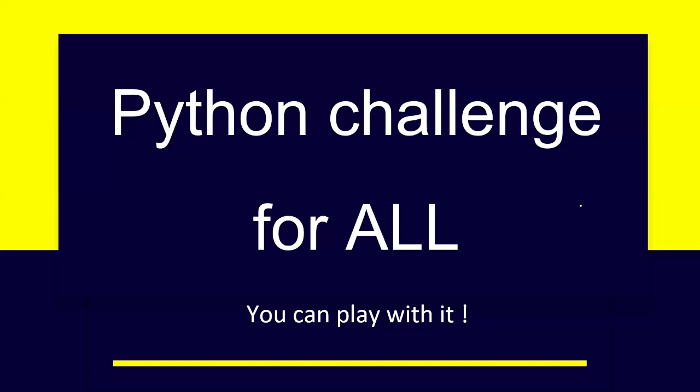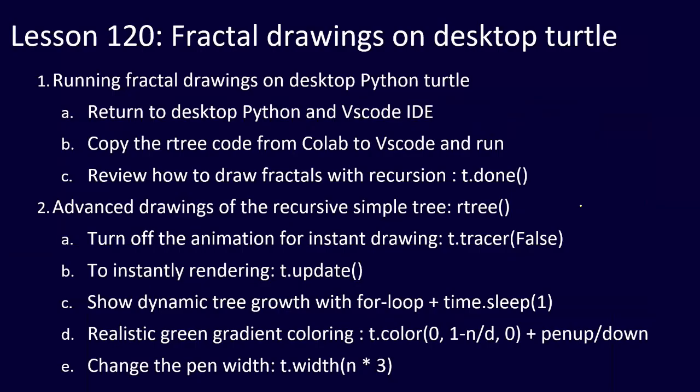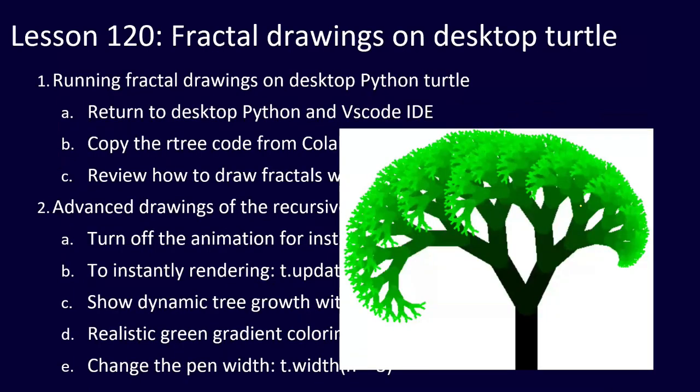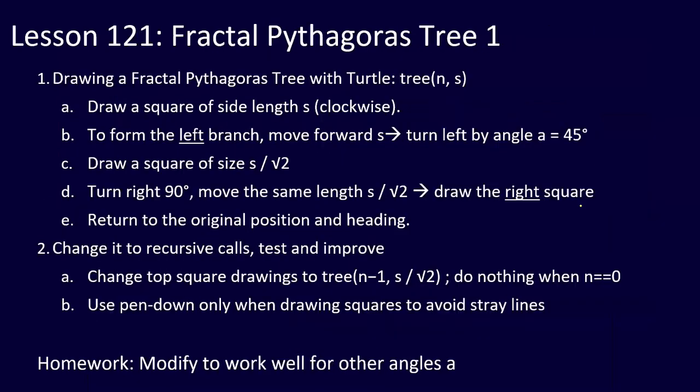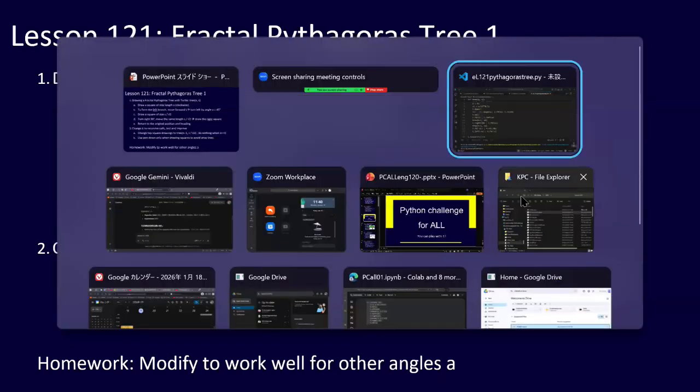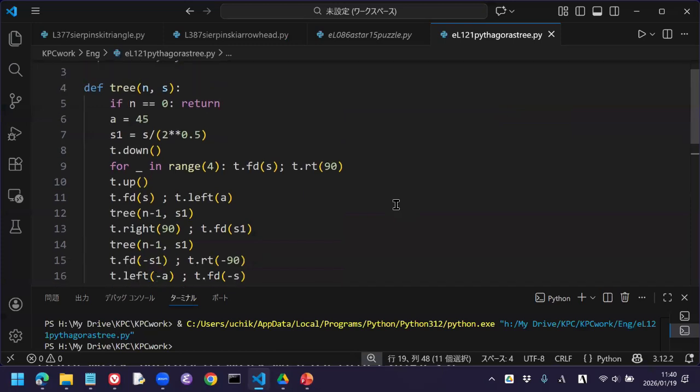Okay, so we were drawing fractal trees. First, we tried a simple tree like this. This is good enough, but we were trying to draw a more mathematical kind of Pythagoras tree like this. Maybe I have to correct a bit. We form the left branch first, and then the right square, right branch. So here, let's quickly review this.